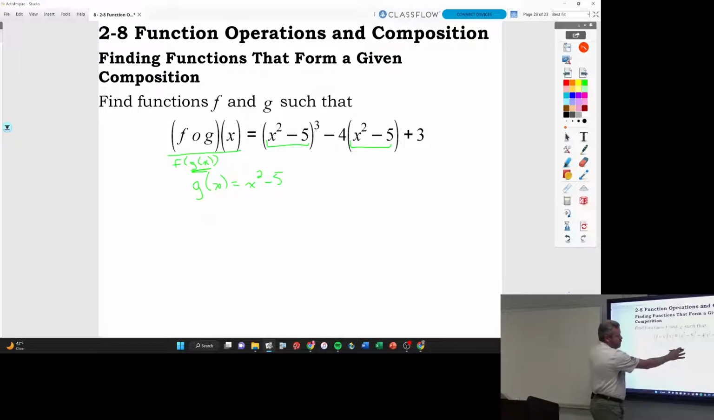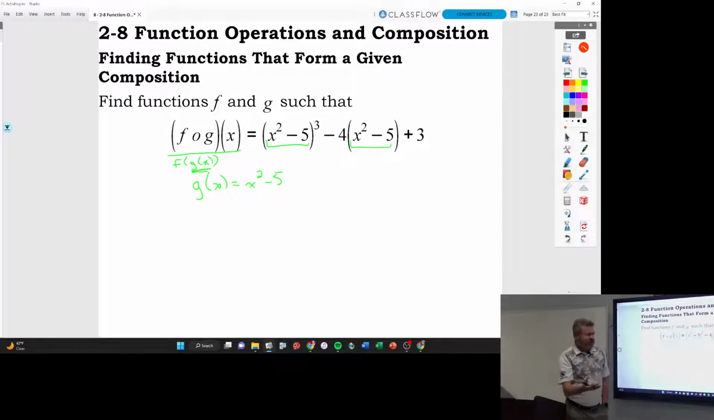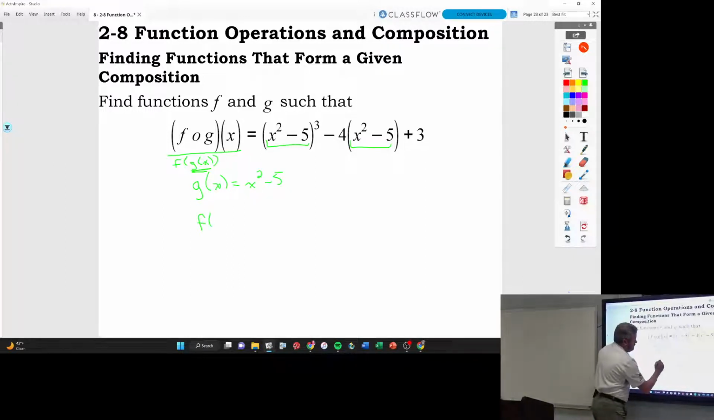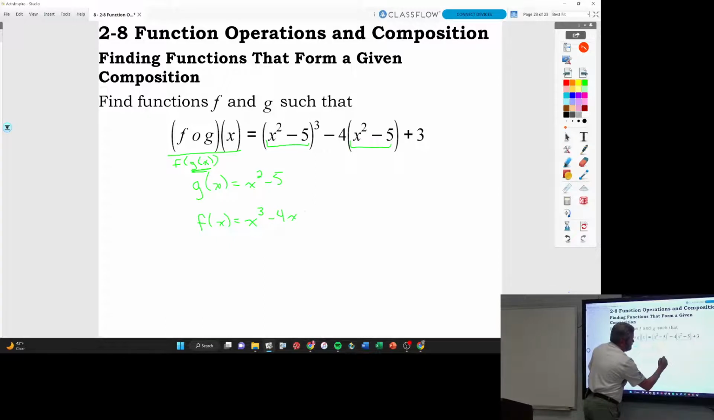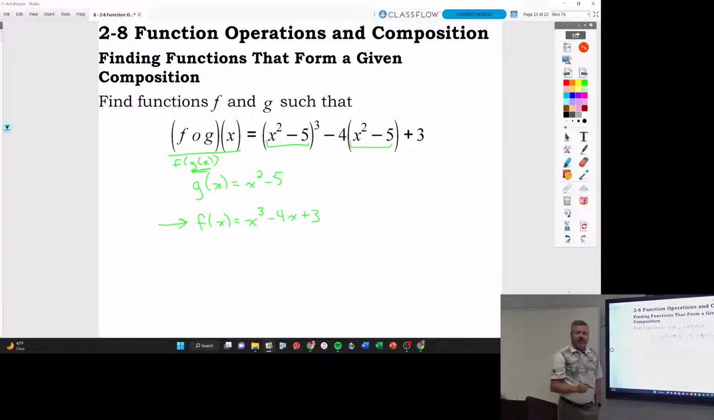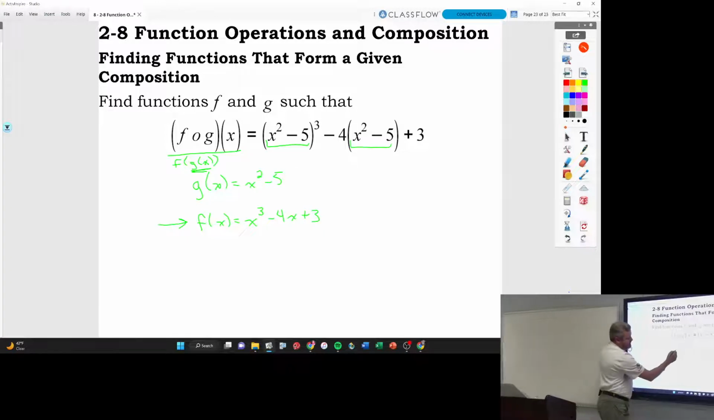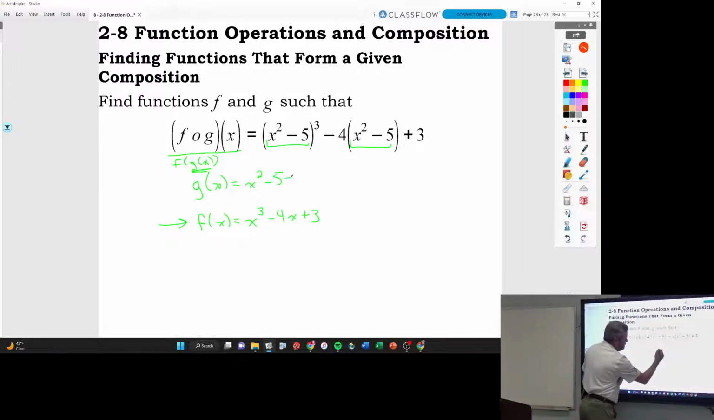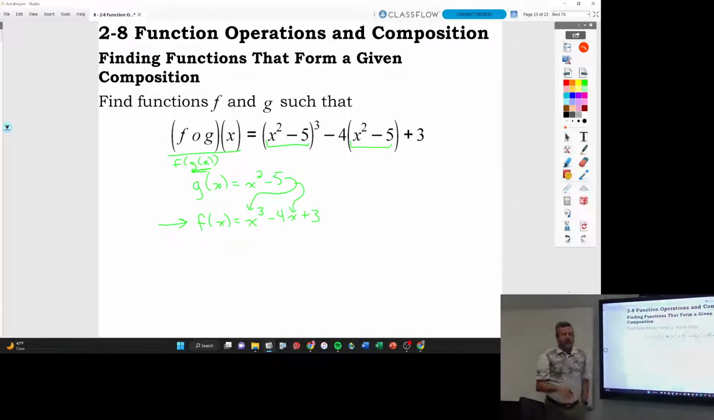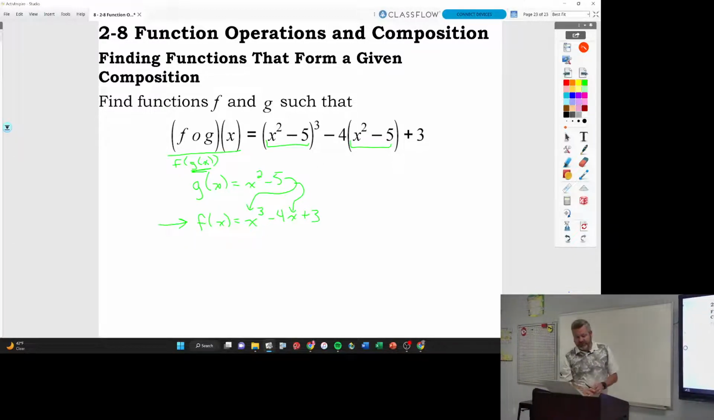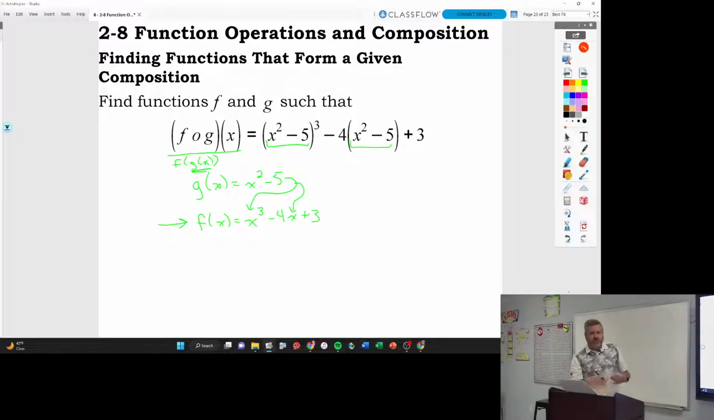Well, if we replaced x squared minus 5 with just an x, I would have x cubed minus 4x plus 3. So here's my f of x, and if I take that f of x and take the g function and plug it into my x right there, you'll see that I'll get that f of g of x that I started with. Okay, so again, there's other ways to do this, but that's the most obvious one.